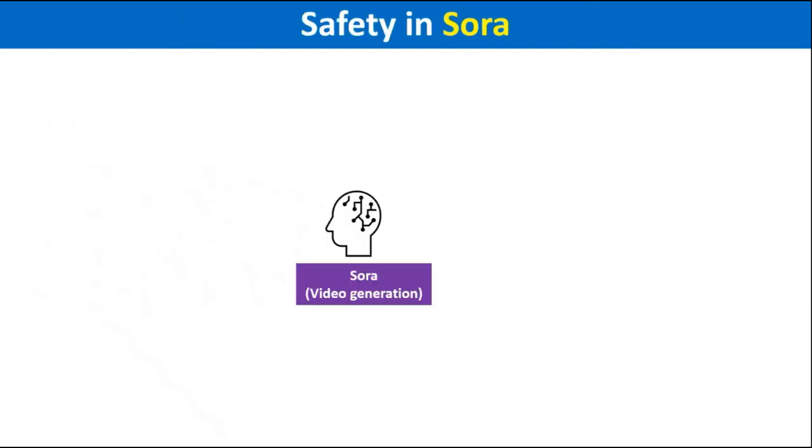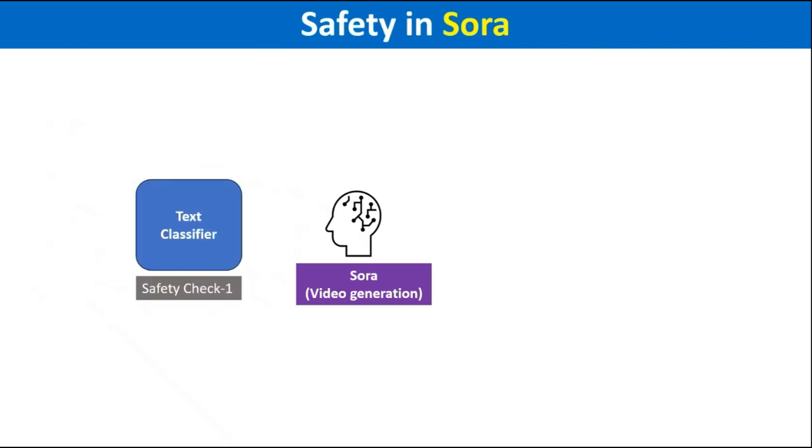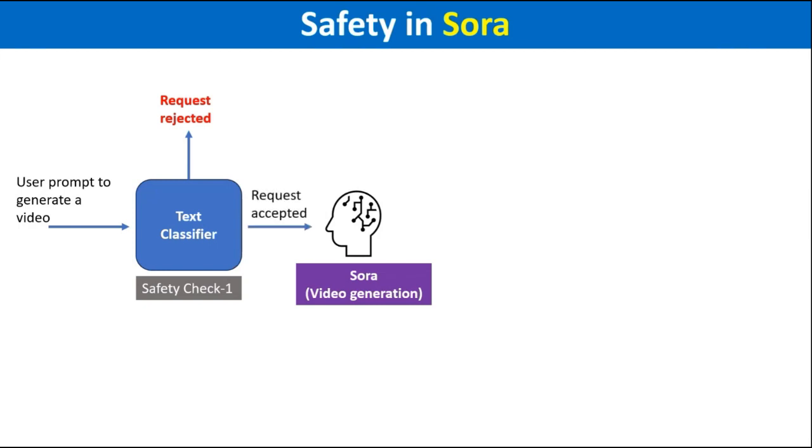As stated by OpenAI on their release page of Sora, apart from many safety measures, there are two important checks. Number one, the text classifier. The text classifier will check and reject text input prompts that are in violation of their usage policies, like those that request extreme violence, sexual content, hateful imagery, or the IP of others. In case the request is not rejected, it passes through this gate and reaches Sora. Then Sora tries to generate a video as per the user prompt.